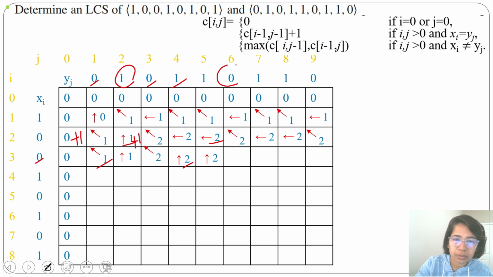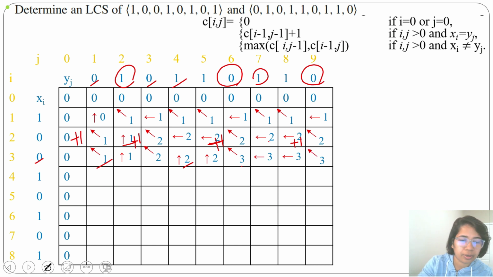Then 0 equals to 0, so write 2 plus 1, it will be 3 and arrow will be toward left corner. Next, 0 not equals to 1, from these two maximum is 3, 3 with arrow toward left. Then 0 not equals to 1, 3 with arrow toward left. Then 0 equals to 0, this 2 plus 1, it will be 3, arrow toward left corner.